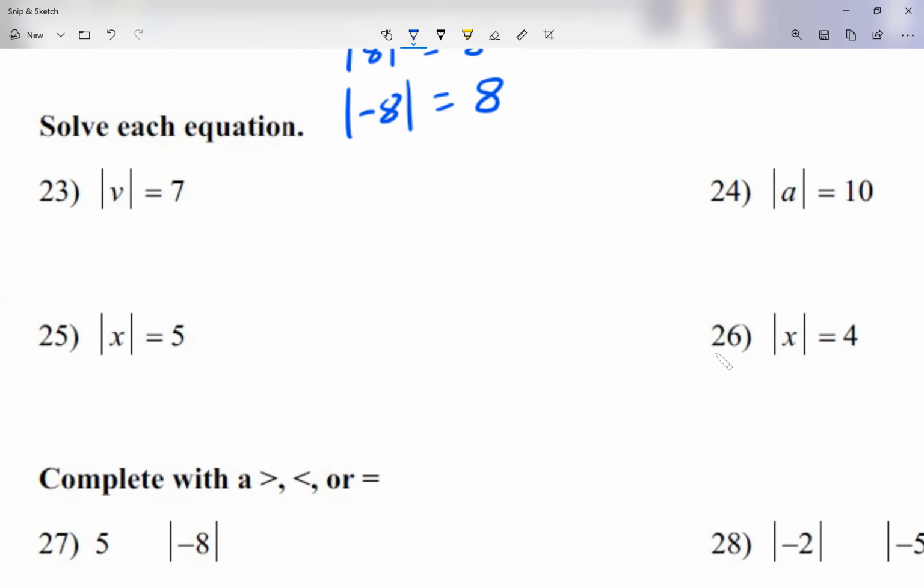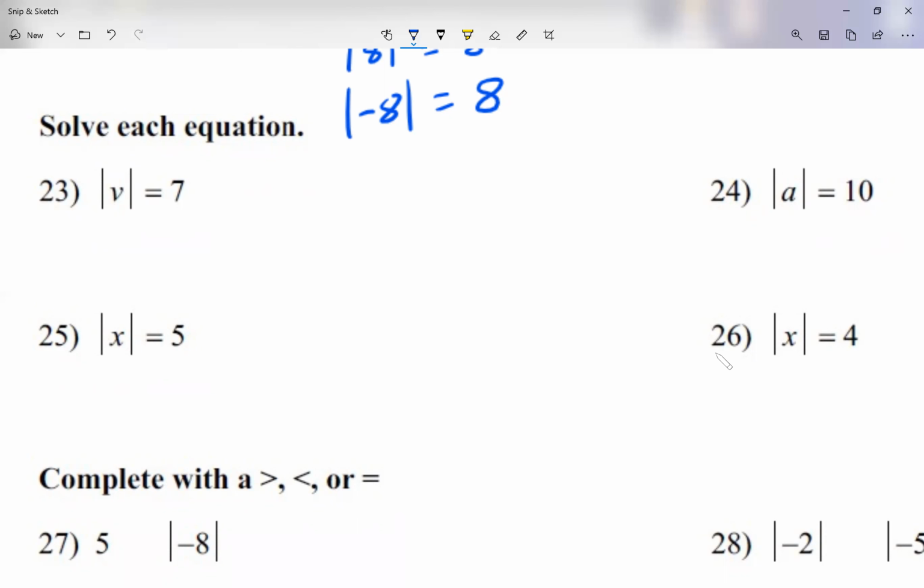So I'm going to use letters, right? We're going to learn that when we don't know the value of something, we're going to replace it with a letter. So here, I have the absolute value of v is equal to 7. When I say solve, I'm asking, what's the value of that letter?